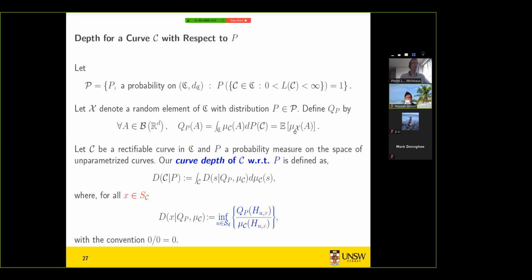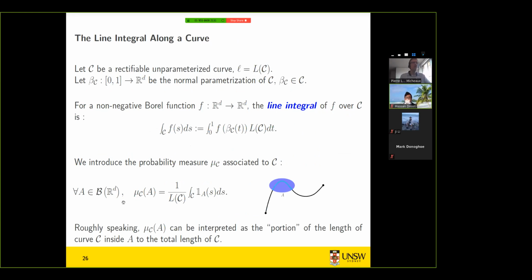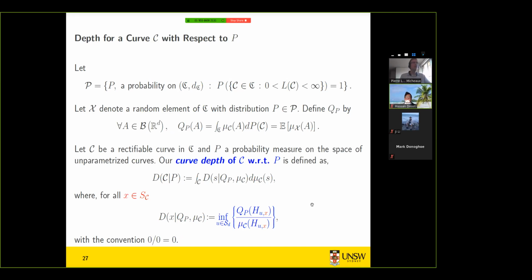Right? Mu key of A, what is it? Remember, key is a random element that produces a curve C, and mu C of A is just this formula here. So it's just how a curve intersects with A. So here is just, on average, how all these curves generated by key intersect with A for a given A. Right?